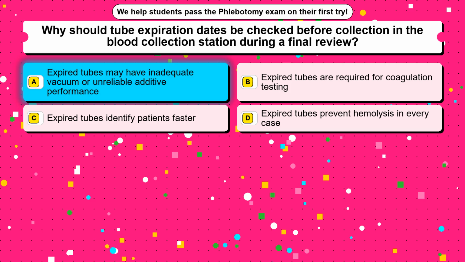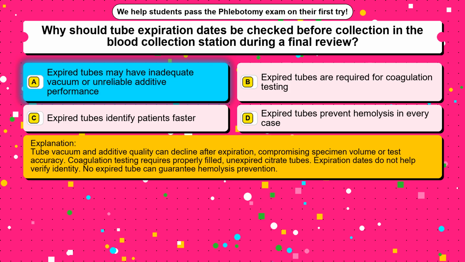The correct answer is option A. Expired tubes may have inadequate vacuum or unreliable additive performance. Tube vacuum and additive quality can decline after expiration, compromising specimen volume or test accuracy. Coagulation testing requires properly filled, unexpired citrate tubes. Expiration dates do not help verify identity. No expired tube can guarantee hemolysis prevention.